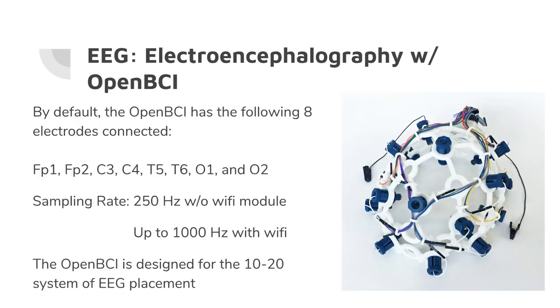So to move on to the OpenBCI, by default, the OpenBCI has the following electrodes connected. We have FP1, FP2, C3, C4, T5, T6, O1, and O2. The letter in front of this actually has special meaning. O is the occipital lobe, the region for visual observations. T is the temporal, more associated with sound and words and such. And C is more associated with information relating to the somatosensory cortex.